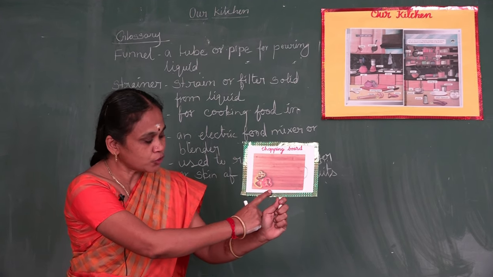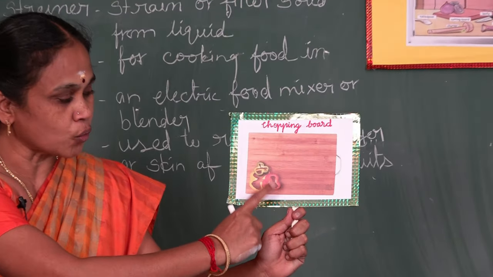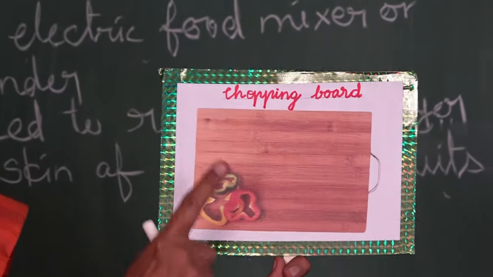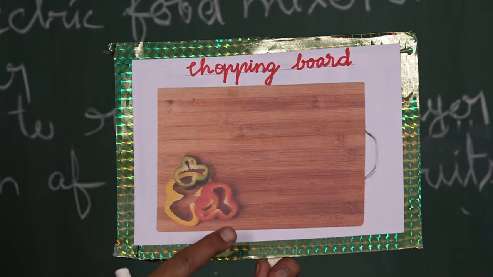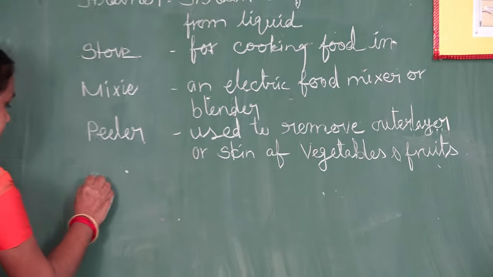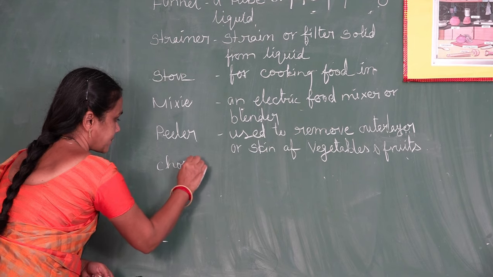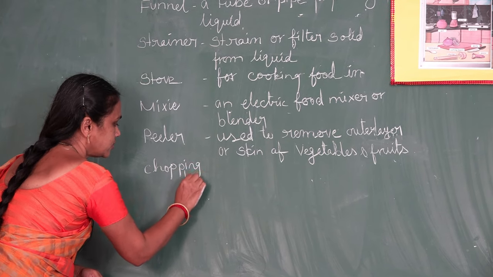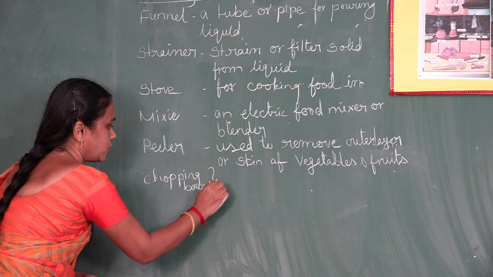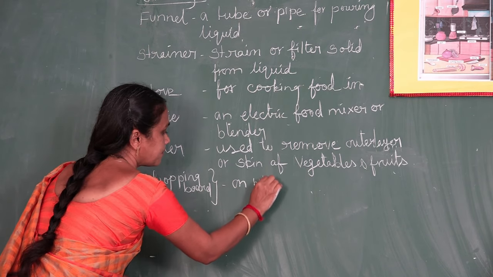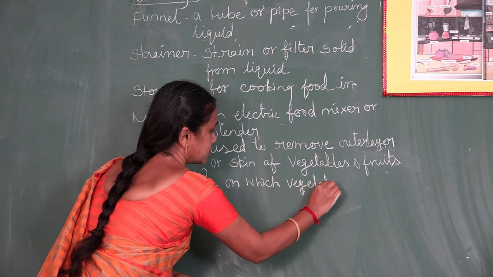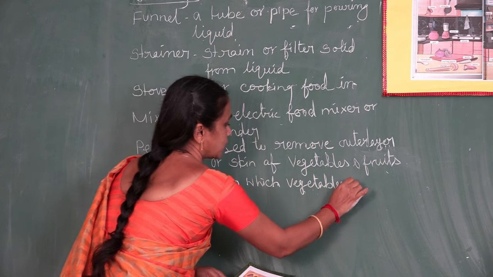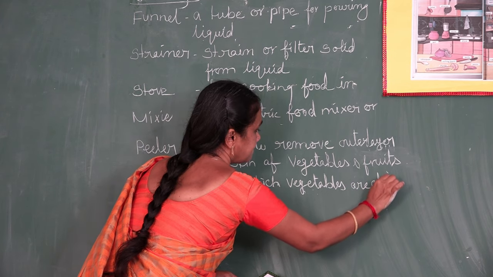This is a chopping board or cutting board, made of wood or plastic, on which vegetables, fruits, meat and other types of foods are chopped. Chopping board: on which vegetables are chopped.